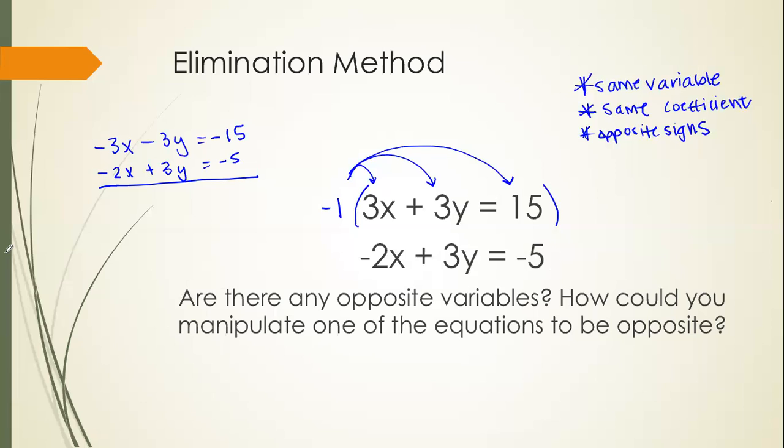Are you ready to talk me through it? Yeah. I got it. Okay, go. So -3x minus 2x equals -5. And then you cross out the 3y and the 3y. And then you do -15 plus -5, which is -20. And then you divide by 5, -5.